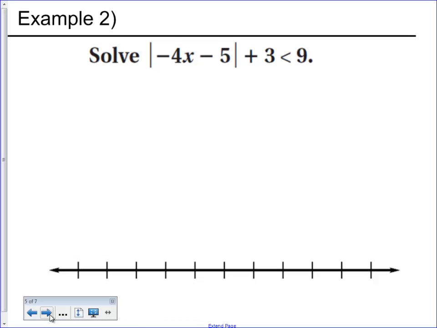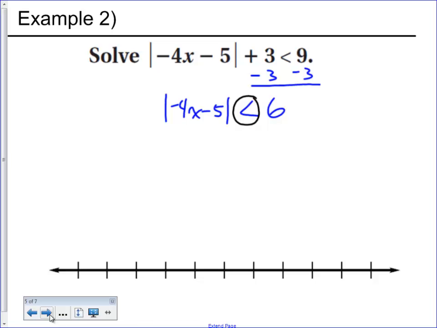Example number 2, we have a plus 3 on the outside. We still have to isolate the absolute value, so we're going to subtract 3 first. So negative 4x minus 5 is less than 6. And you'll notice that the inequality symbol is facing away from the absolute value sign, which means this is a compound inequality that can be written as one statement, like the word and.